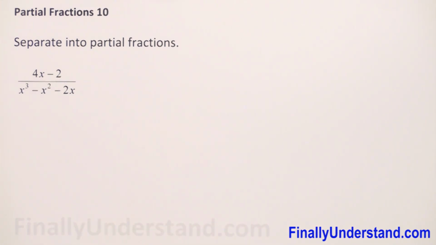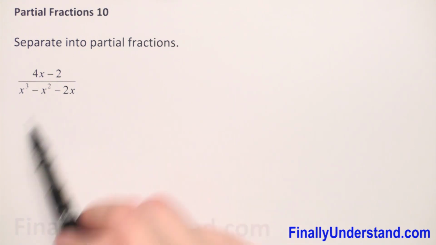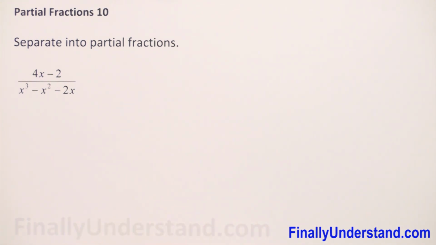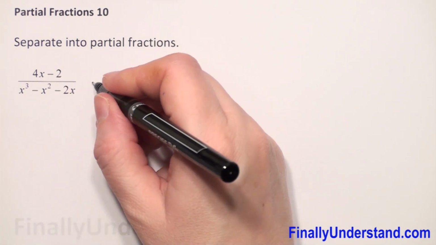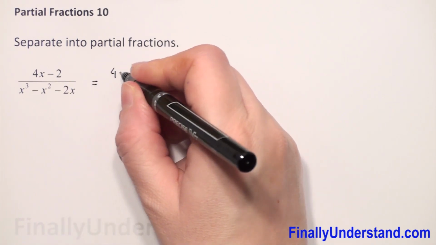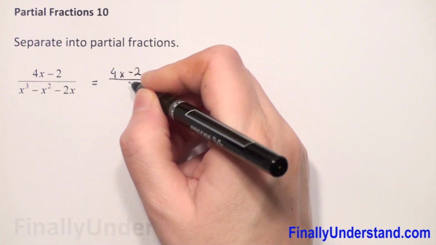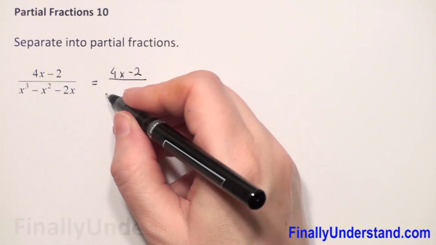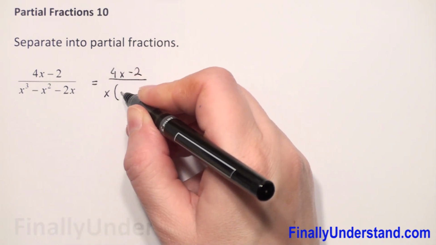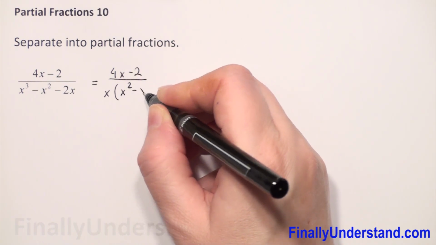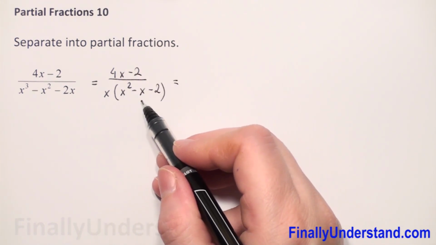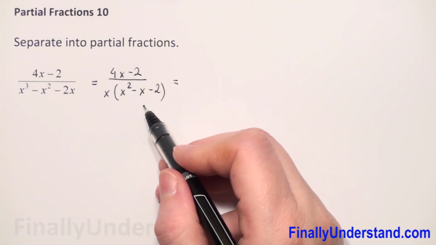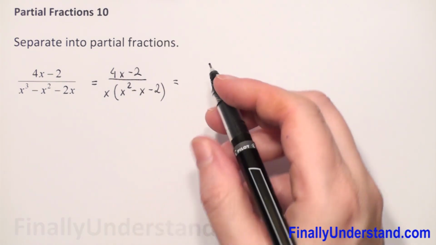Next step, we have to factorize our denominator. So let me copy our numerator and denominator. First we can factorize x. So in parentheses will be x squared minus x minus 2. So this is equal. In parentheses we have a quadratic function, so we try to factorize this.